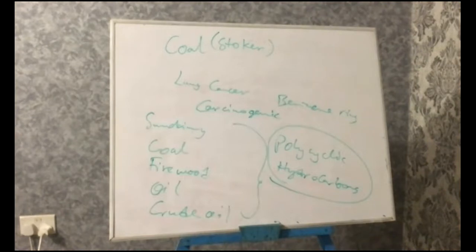And one of the most common cancers associated with this is lung cancer. So if you see someone smoking and the person has lung cancer, it's most likely that polycyclic hydrocarbons led to the cancer. So whenever you see a coal stoker, or someone who smokes, or someone who works with a chimney, wherever there is smoke or burning of firewood, coal and charcoal, think of polycyclic hydrocarbon production, which can lead to cancer.